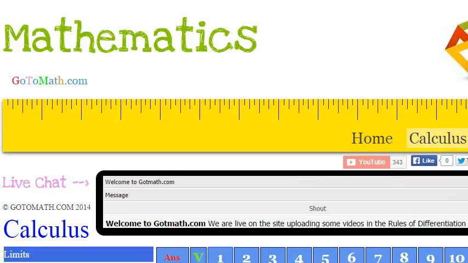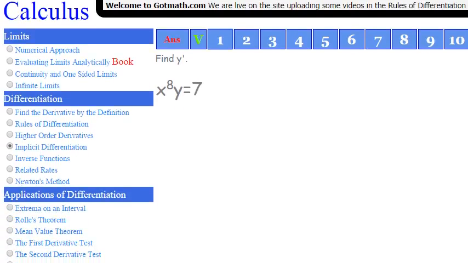We're at gotomath.com looking at some calculus. We're down here under implicit differentiation, and this problem is coming from this section right here. It says find y prime, and we have x to the 8th times y is equal to 7.